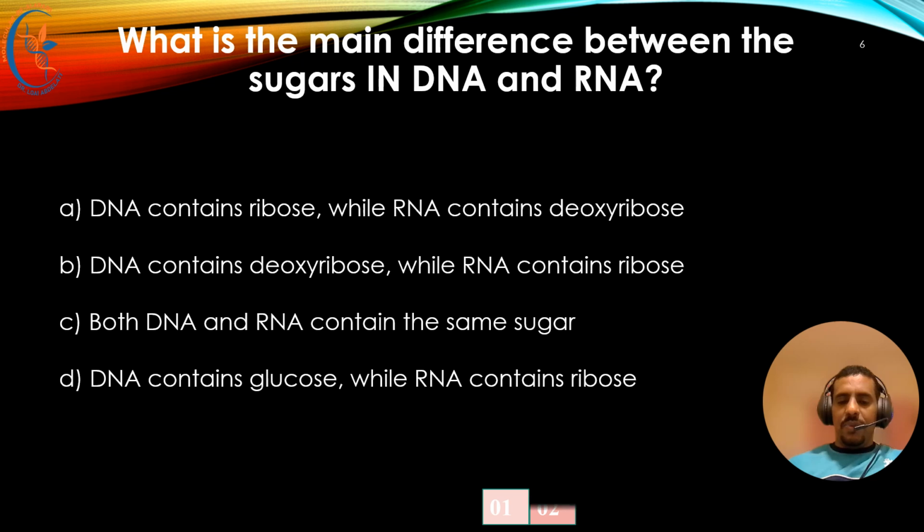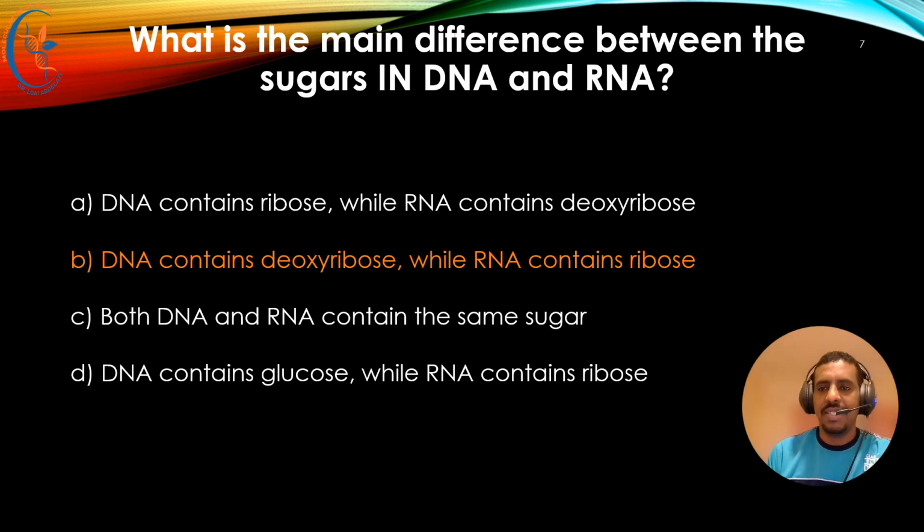3, 2, 1. So the correct answer is B. DNA contains deoxyribose while RNA contains ribose. As we know, DNA contains deoxyribose, which lacks an oxygen atom at the 2' position, whereas RNA contains ribose, which has a hydroxyl group at the 2' position. Okay, so let's move to the next question.